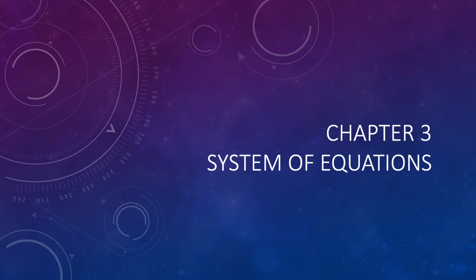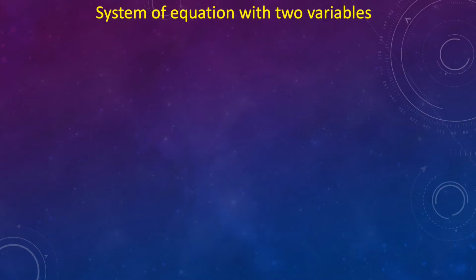Okay, today we're going to learn about chapter 3, system of equations. The first one is 3.1, that is equation of three variables. But before that, let's do a revision on system of equations with two variables. So I gave you two examples here.